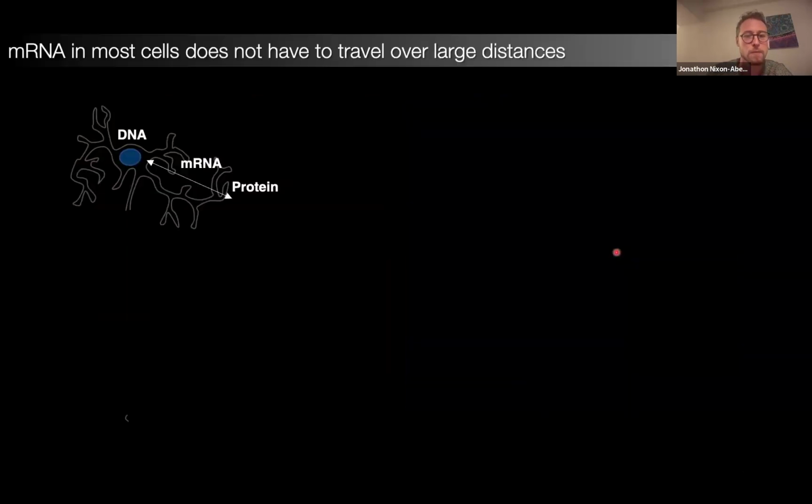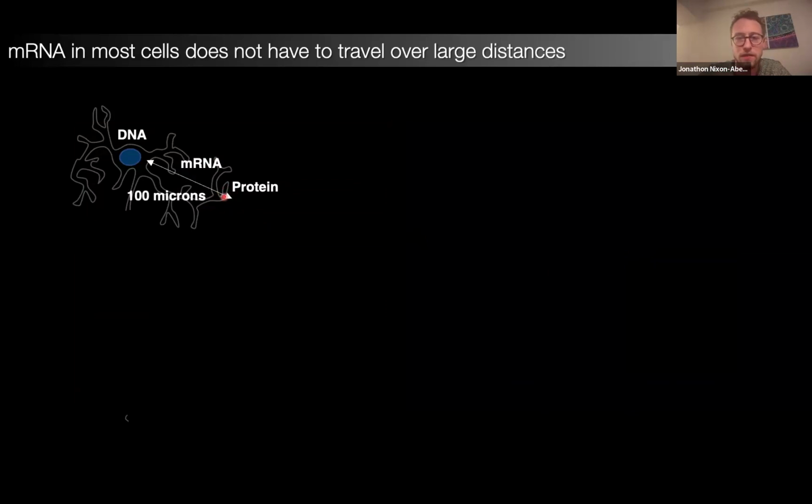And so their work really focused on understanding a simple but long-standing question on how mRNA is trafficked. And so if you think about this problem in most cell types, RNA is transcribed in the nucleus, and then if the cell needs a protein, for example, to be synthesized near the periphery of the cell, it can do this relatively easily.